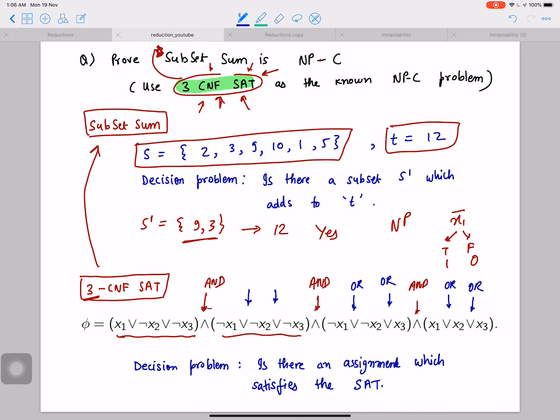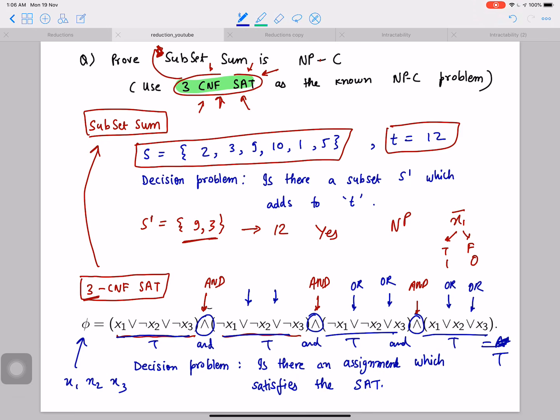So your goal is to come up with an assignment for all the values like x1, x2, x3, so that this entire equation gives you true. Notice that all the clauses are joined by a bunch of ANDs. So you need to satisfy each of the clauses individually. This needs to be true, this needs to be true, this needs to be true, this needs to be true. Then only it will result in a true.